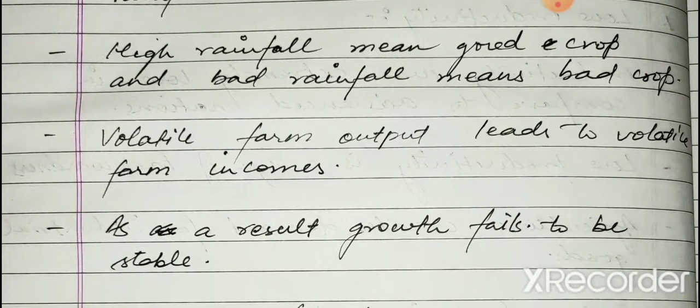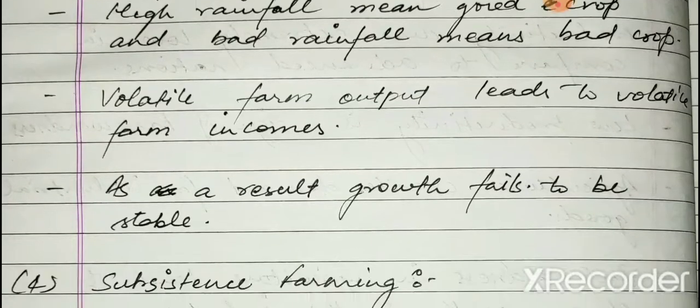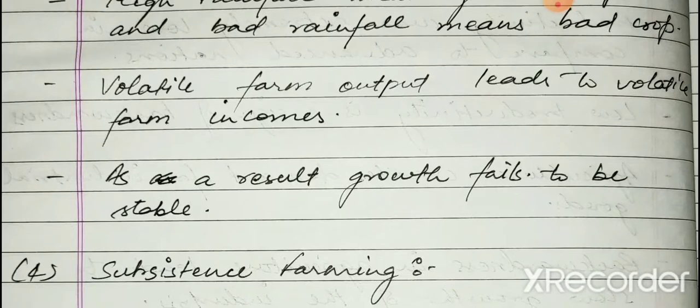When this volatile, fluctuating situation is there, it leads to less income or fluctuating income. That is called volatile farm output, which leads to volatile income. If that is not proper, you are not going to earn anything, or you are not going to earn in a proper way. As a result, growth fails in these areas.